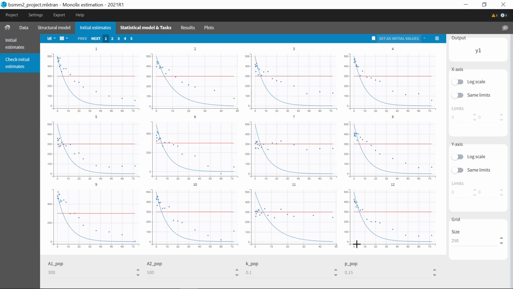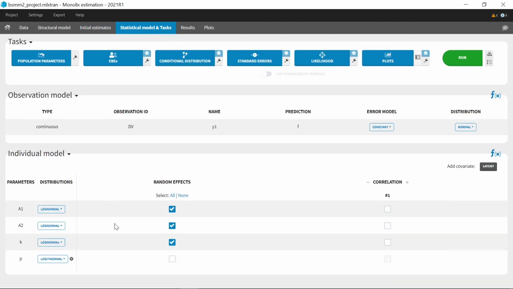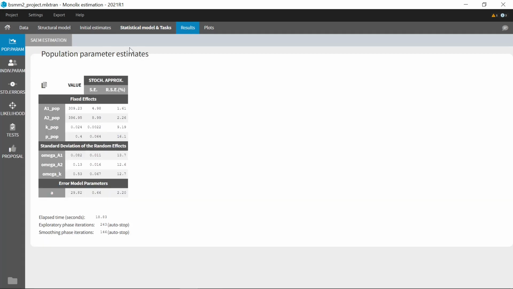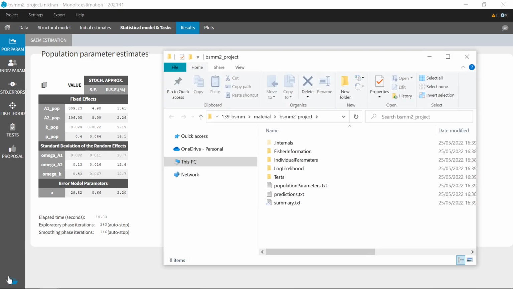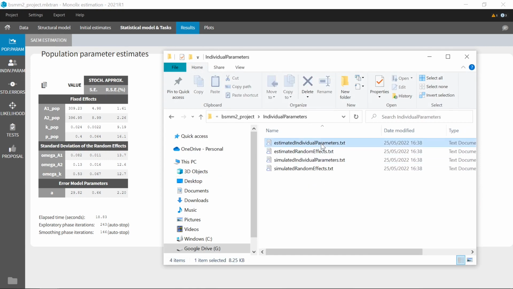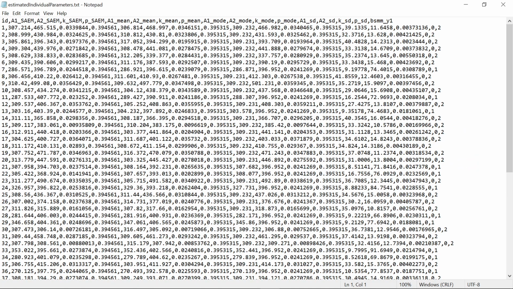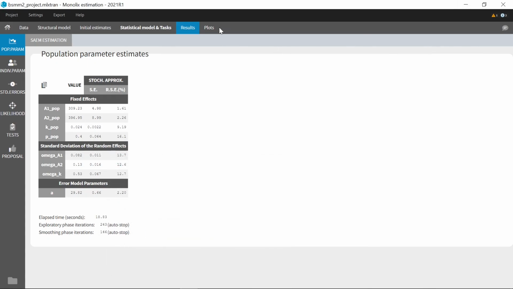In this model, all the subjects have the same probability of being a non-responder, so p is defined without inter-individual variability. But it is constrained between 0 and 1 by selecting the logit normal distribution. After estimating p with the other population parameters, the most probable group for each patient is also estimated. This results in a classification that is available in the table of individual parameters in the result folder in the last column named BSMM Y1, and also for stratification in the diagnostic plots.